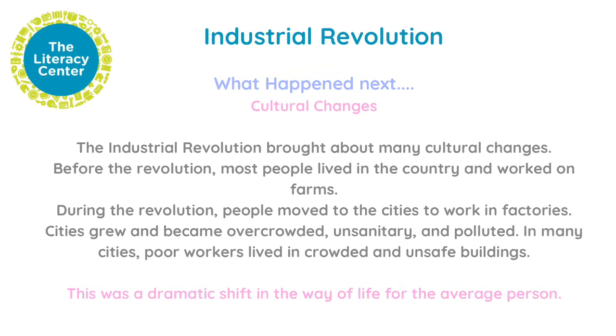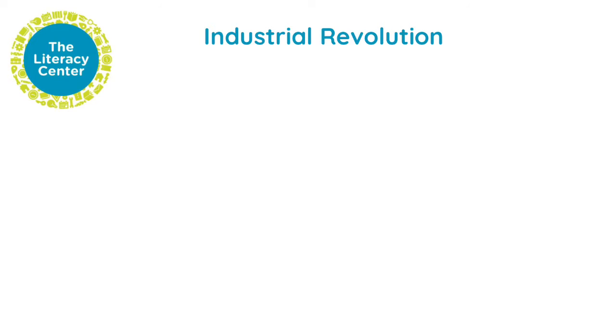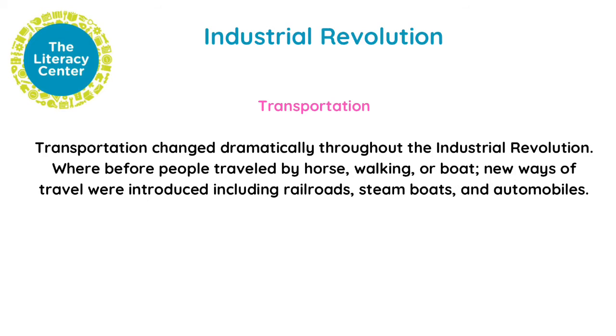What else was changed? Transportation. Transportation changed dramatically throughout the Industrial Revolution. Where before people traveled by horse, walking, or boat, new ways of travel were introduced, including railroads, steamboats, and automobiles.